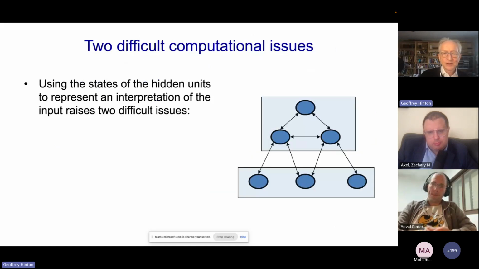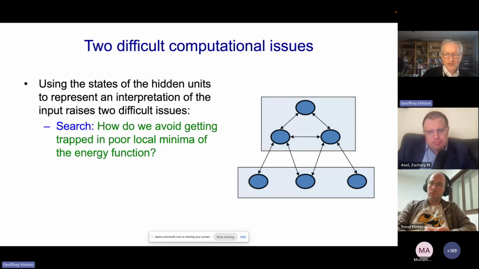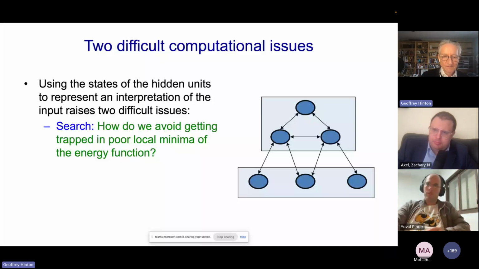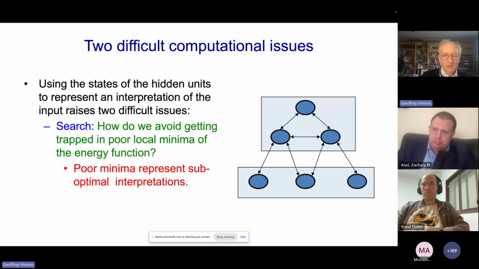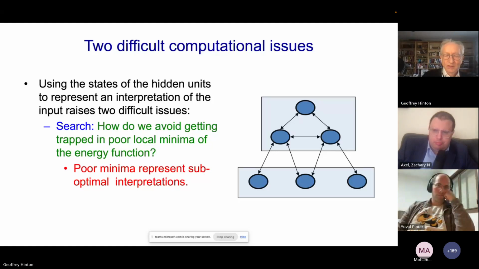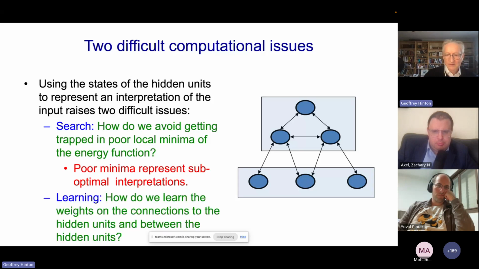And that raises two issues. One is the search issue. How do you avoid getting trapped in poor local minima? Because if you're doing perception, you want the best interpretation. And the second issue is, well, how do you learn all of those connection strengths? So let's start with the first issue.